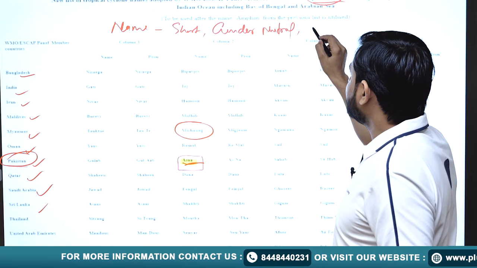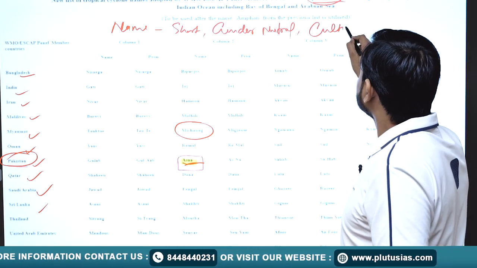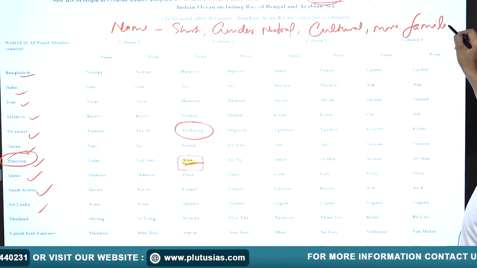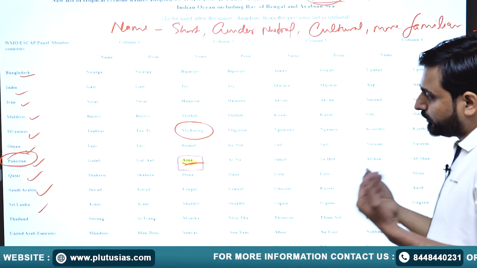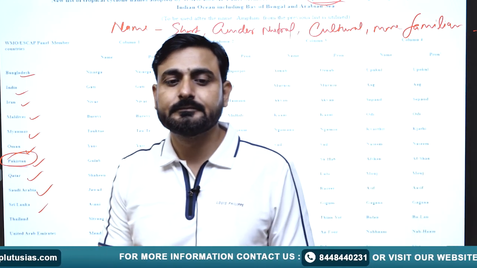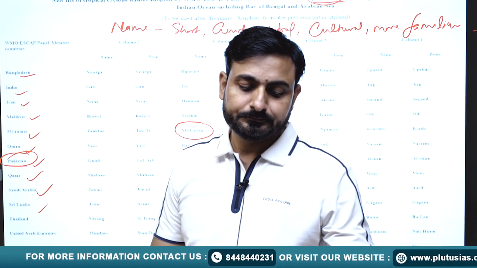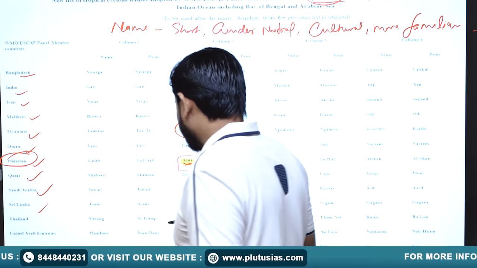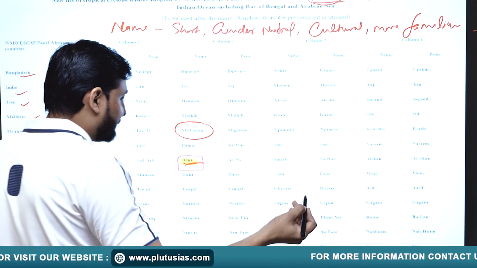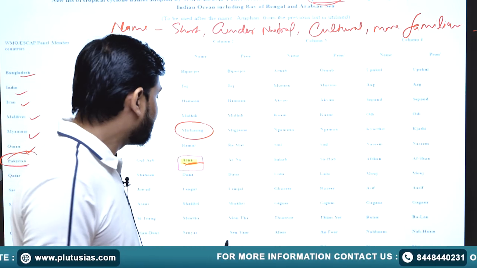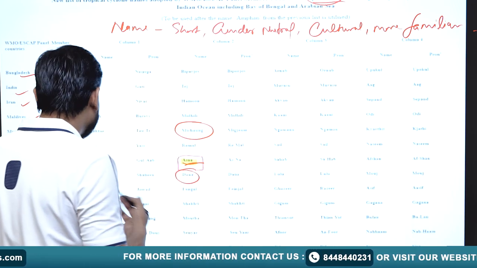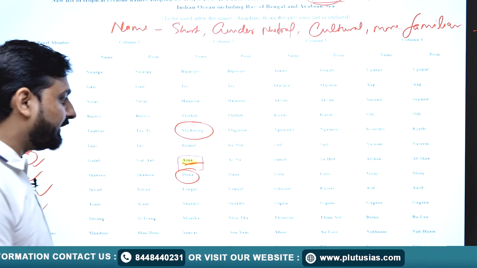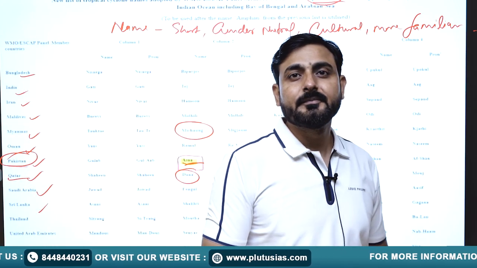This name should be cultural, more familiar to the people, and it should have some significant meaning. Different countries have already named them. Suppose the next cyclone comes within the Bay of Bengal and North Indian Ocean, its name will be Dana, given by Qatar. So it is already defined for the next few years.